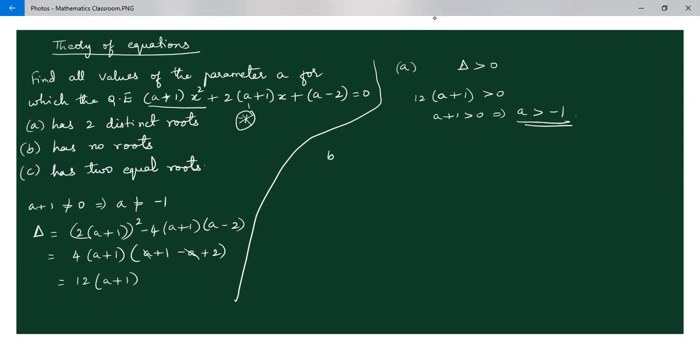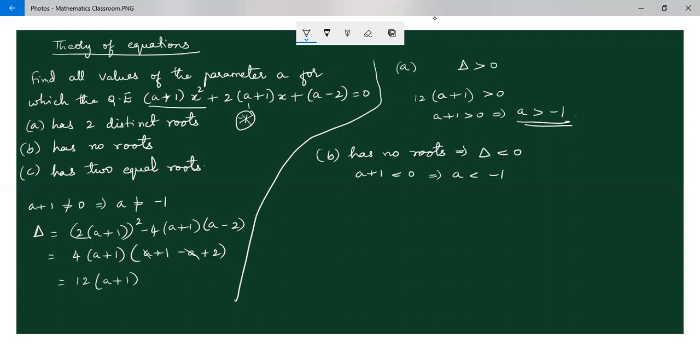So this condition will get satisfied. Now we'll go to the second case. The second case is that it has no roots. If it has no roots, then its discriminant will be less than 0. If the discriminant is less than 0, a + 1 will be less than 0, then a will be less than −1. So if a is less than −1, let us check here. This is not possible because in the first condition I have a greater than −1.